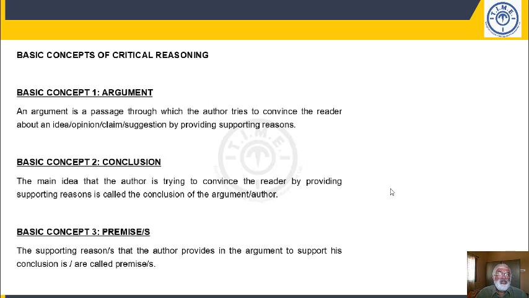Now, essentially, your basic concepts, we talked about that. See, what exactly is an argument? An argument is a passage through which the author tries to convince the reader about an idea. So let me put it this way. If I were to tell you that it would be good to start preparation early, now you would probably want to know, why are you saying that?